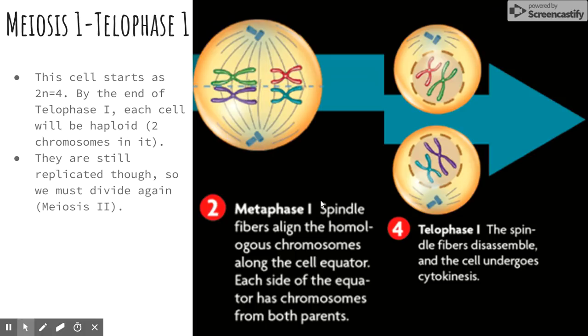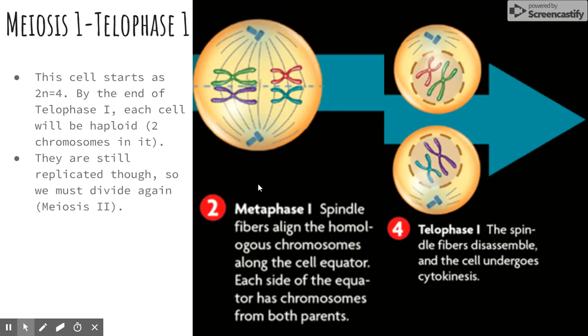So just comparing where we started and where we ended up. A cell going into meiosis is what we call diploid. Diploid means that it has two versions of each chromosome. By the end of meiosis I, in telophase I, we're already establishing haploid cells. That means they only have one version of each chromosome.